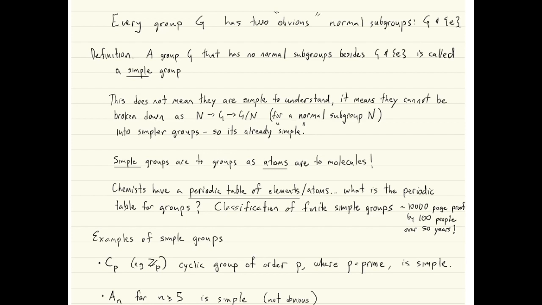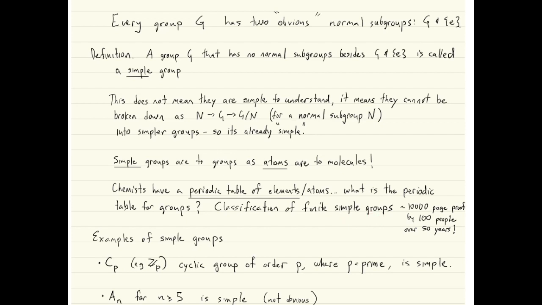As an analogy, the simple groups are to all groups as atoms are to molecules. Chemists have a periodic table of elements, and all the molecules are built out of these elements. So what is the periodic table for groups? Well, it turns out that there's something called the classification of finite simple groups.